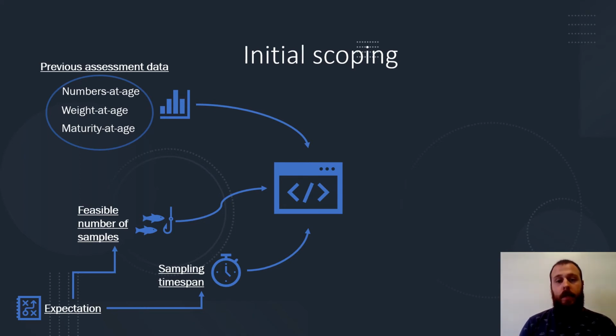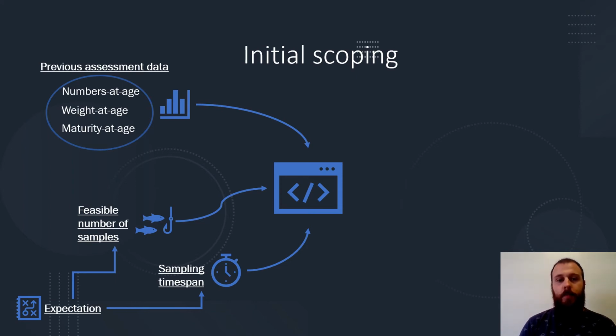That assessment data we mentioned must include numbers at age, weight at age, and maturity at age data. That's why we said that previous assessment data is useful. And the sampling plan must include the expected number of samples that will be yearly collected and a given time span in years for those samples to be collected.